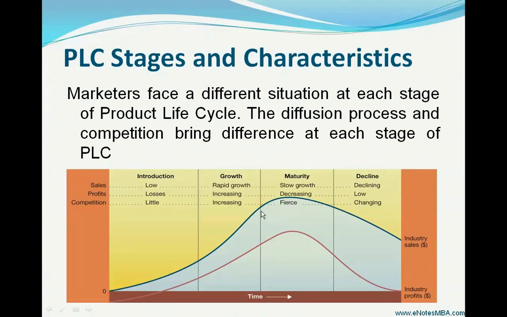At the maturity stage, sales grow at a slow rate, profits start decreasing, and competition is fierce. At the declining stage, sales start declining and go to decline. Profits are also low and competition goes to changes.